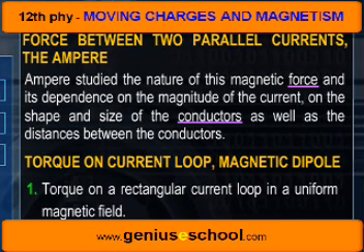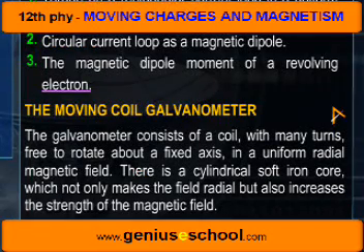Torque on current loop, magnetic dipole. Torque on a rectangular current loop in a uniform magnetic field. Circular current loop as a magnetic dipole. The magnetic dipole moment of a revolving electron.